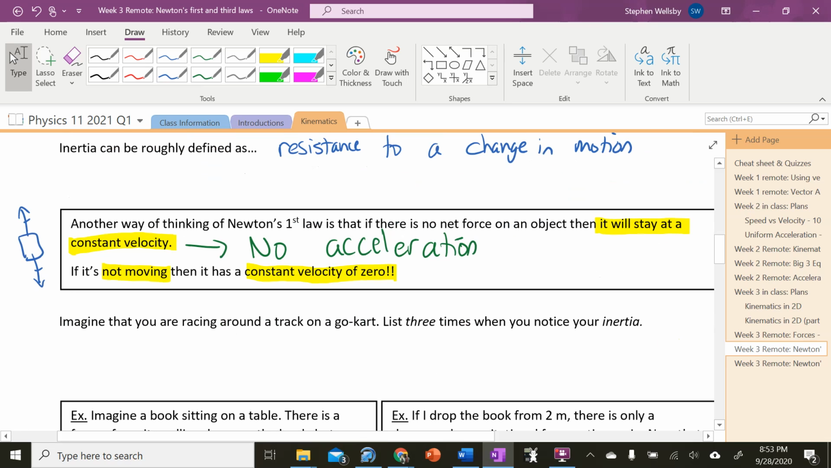So imagine if you were racing around a track on a go-kart, or if some of you have your driver's license, imagine driving around a corner or driving around a racetrack in your car. What would be 3 times that you would notice your inertia or notice some sort of force that's requiring you to change your velocity? So pause the video if you need to think about that for a minute. What are 3 times that you'd notice your inertia? In other words, 3 times you would notice a force acting on you in order to change your velocity.